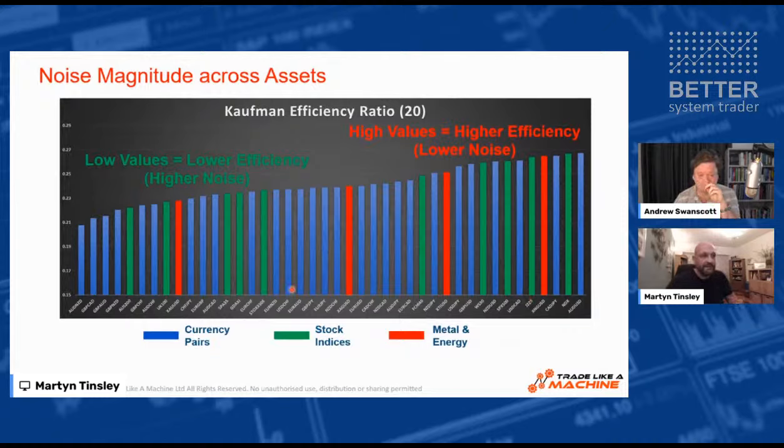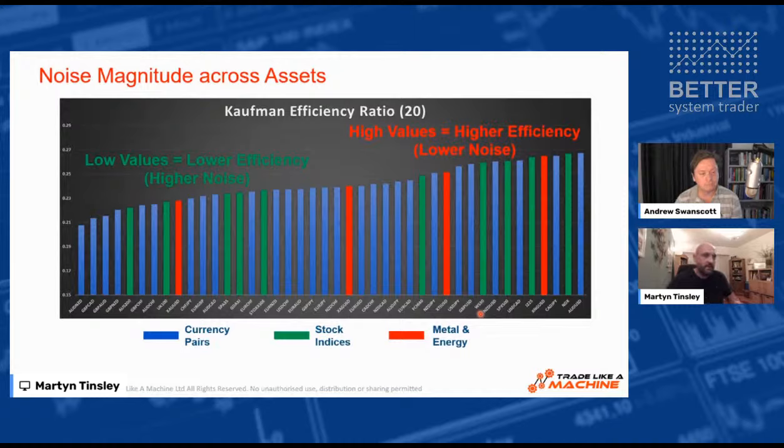Now, in terms of the color coding here, the blue bars are all currency pairs, the green are stock indices, and the red are metals, so gold, silver, and a couple of energies. And so the principle here is that when you're using, let's say, asset filtering, you will only trade the assets that are preferable for the noise that your strategy requires.